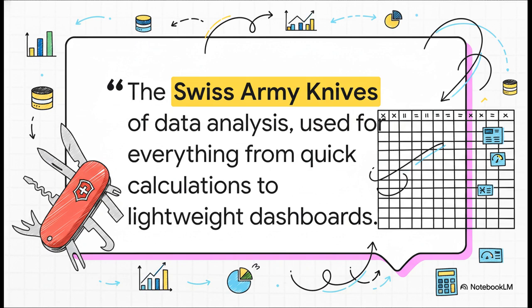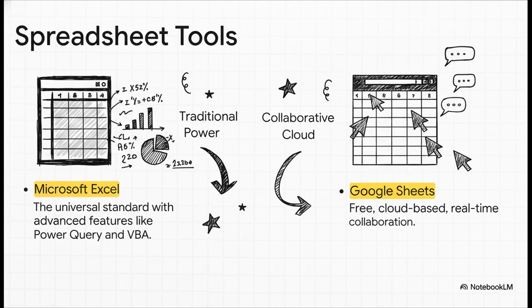I love this description. Spreadsheets are the Swiss Army knives of data. They're just so incredibly versatile and are used by nearly everyone in an organization for quick, on-the-fly analysis. When it comes to spreadsheets, you're probably looking at one of two tools. Microsoft Excel, the long-standing industry standard with some seriously advanced features, and Google Sheets, the free, cloud-native tool that is just unbeatable for collaboration. Knowing your way around at least one of these is frankly non-negotiable.